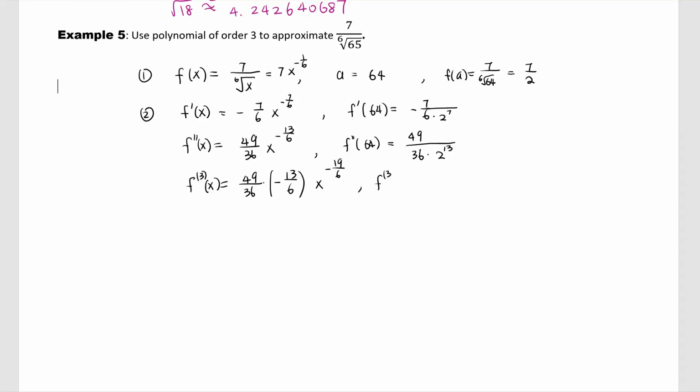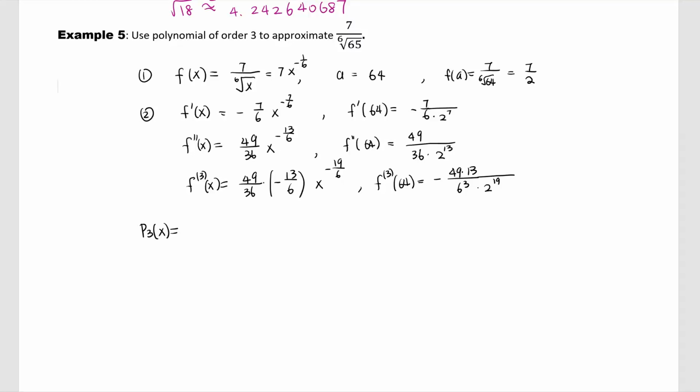The third derivative is going to be a big number: minus 49 times 13 over 6 cubed, and then the denominator is 2 to the 19. This is a big number. Let's see whether our calculator can calculate this big number. But the process of how we compute is very similar to what we have done, right?